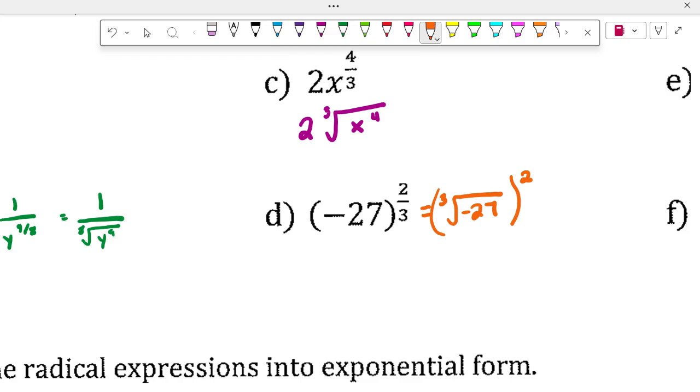What if rather than negative 27, it's 2/3 and negative 27, wouldn't that be like negative 18? No. If you multiply it, no, it doesn't work like that. No. So the cube root of negative 27 is negative 3. So this will be negative 3 squared, which is what?